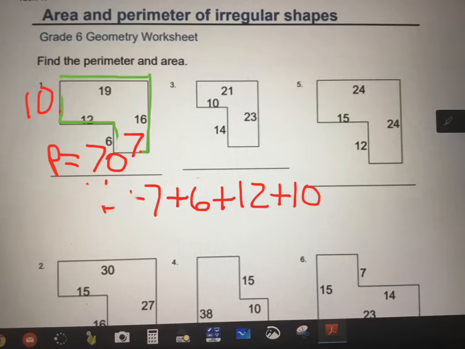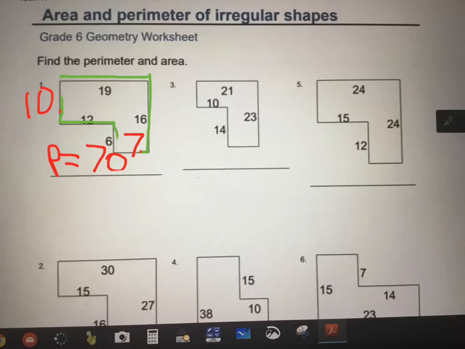Now let's go on to area. Area is a little more tricky with these irregular shapes. What you want to do is make it into 2 shapes that you know how to find the area of. For this first one, the easiest one I can see would be to split it up into a rectangle and a square. And what you're going to do is draw a simple line going across. So we're making a split right here. And you're going to find the area of this rectangle and the area of the square and then add them together.